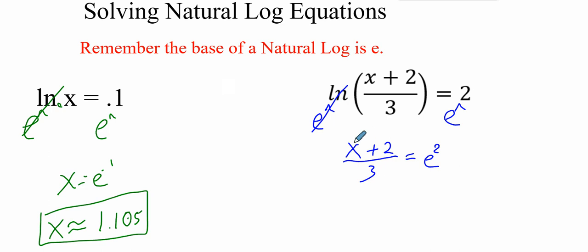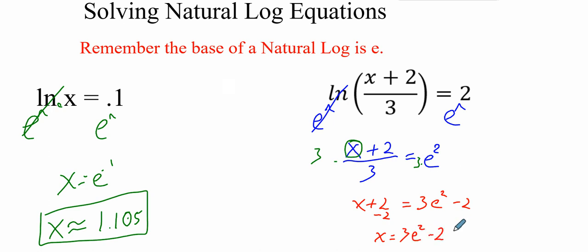So I want to get x by itself, so I want to undo the plus 2 and dividing by 3. So the dividing by 3 will be dealt with first. I'm going to multiply both sides by 3. So I get x plus 2 equals 3e squared, minus 2, minus 2. And I get x equals 3e squared minus 2 as the exact answer. And if I type that into my calculator and get an approximate answer there, I'm going to get 20.167.